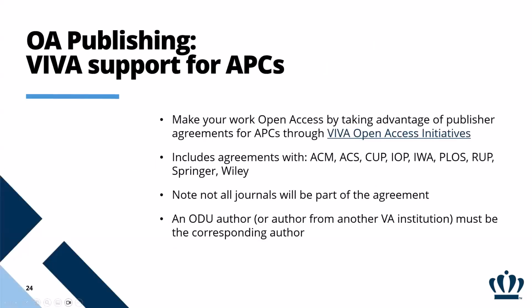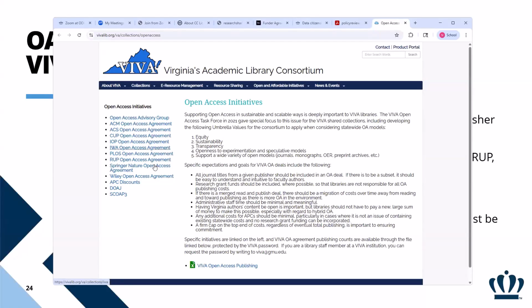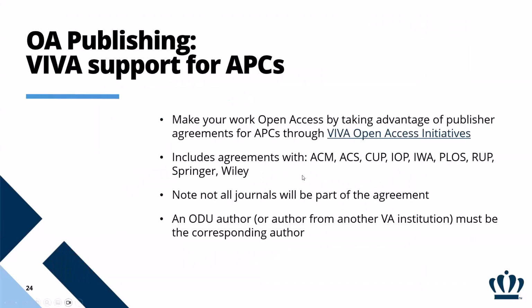Okay, so through Virginia's Library Consortium, VIVA, they have publisher agreements for APCs through their open access initiatives. It includes Wiley, ACM, ACS. If you go to this open access initiatives page, it will show you all the agreements, and you can look at all the information for that particular agreement. You can look at journals ahead of time that are supported by these agreements, so you're not surprised at the end of the publishing process that you might have to pay an APC.